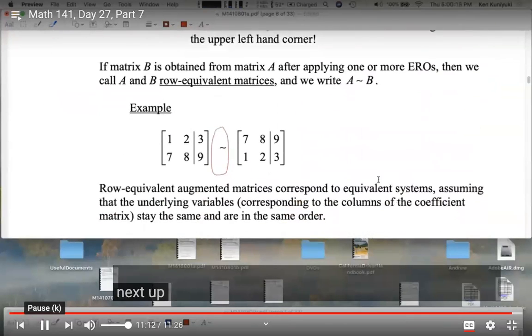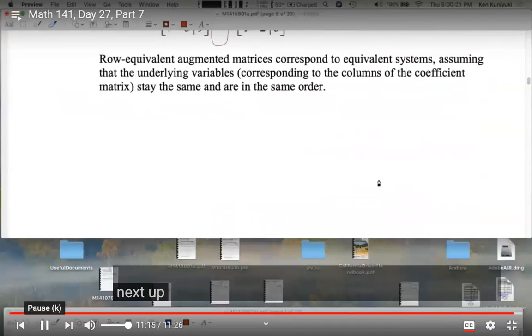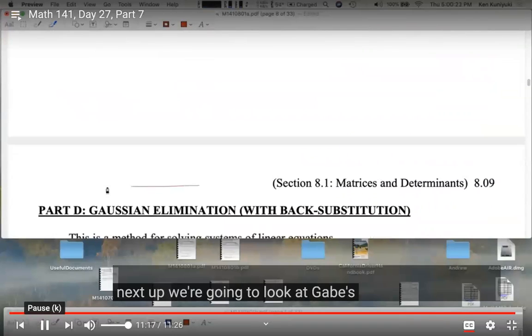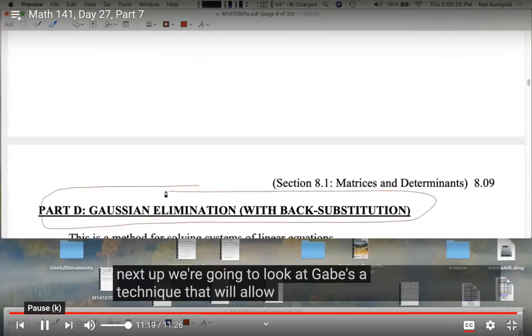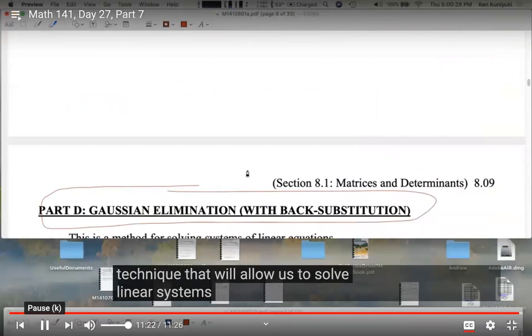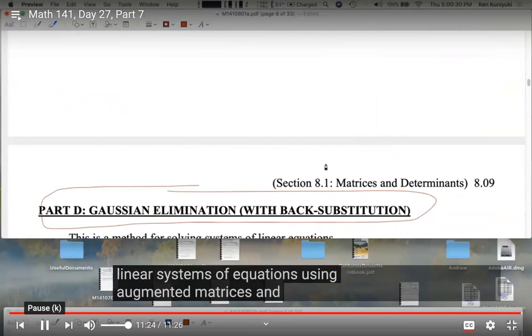Next up, we're going to look at GEBS, a technique that will allow us to solve linear systems of equations using augmented matrices and EROs. And by the way, after today, you could go on the homework up through 8.1, numbers 1 and 2. If you're brave, you could go further, but we'll do more examples next time. After today, you can do 8.1, numbers 1 and 2 to play with these steps.